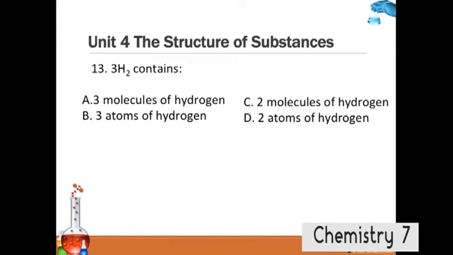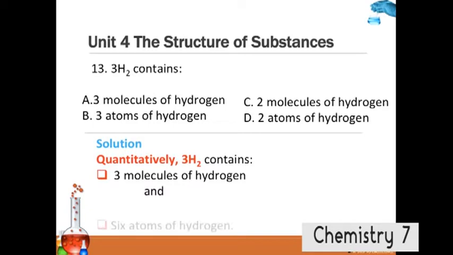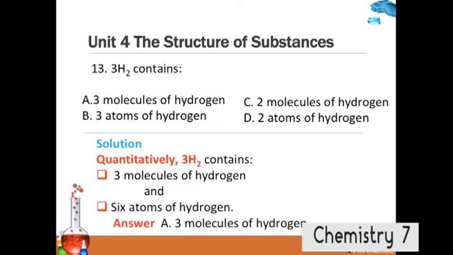3H2 contains: 3 molecules of hydrogen, 3 atoms of hydrogen, 2 molecules of hydrogen, or 2 atoms of hydrogen? Quantitatively, 3H2 contains 3 molecules of hydrogen and 6 atoms of hydrogen. So the answer is A, 3 molecules of hydrogen.